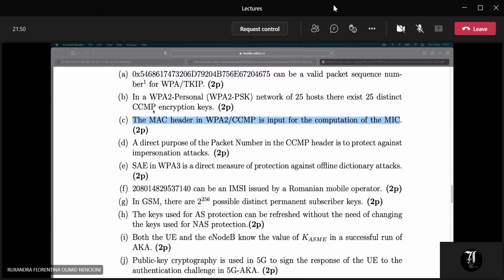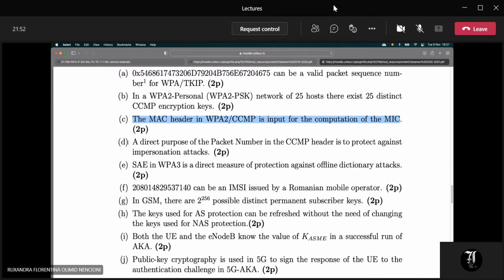Perfect. A direct purpose of the packet number in the CCMP header is to protect against impersonation attacks.